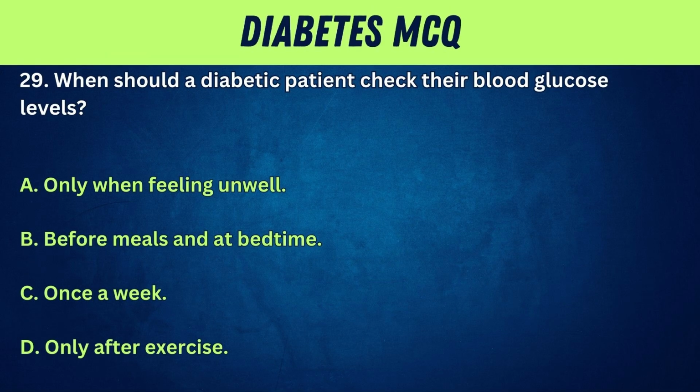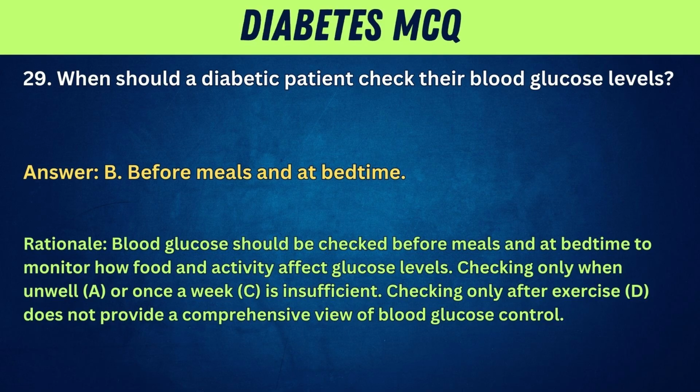29. When should a diabetic patient check their blood glucose levels? A. Only when feeling unwell. B. Before meals and at bedtime. C. Once a week. D. Only after exercise. Answer: B. Before meals and at bedtime.